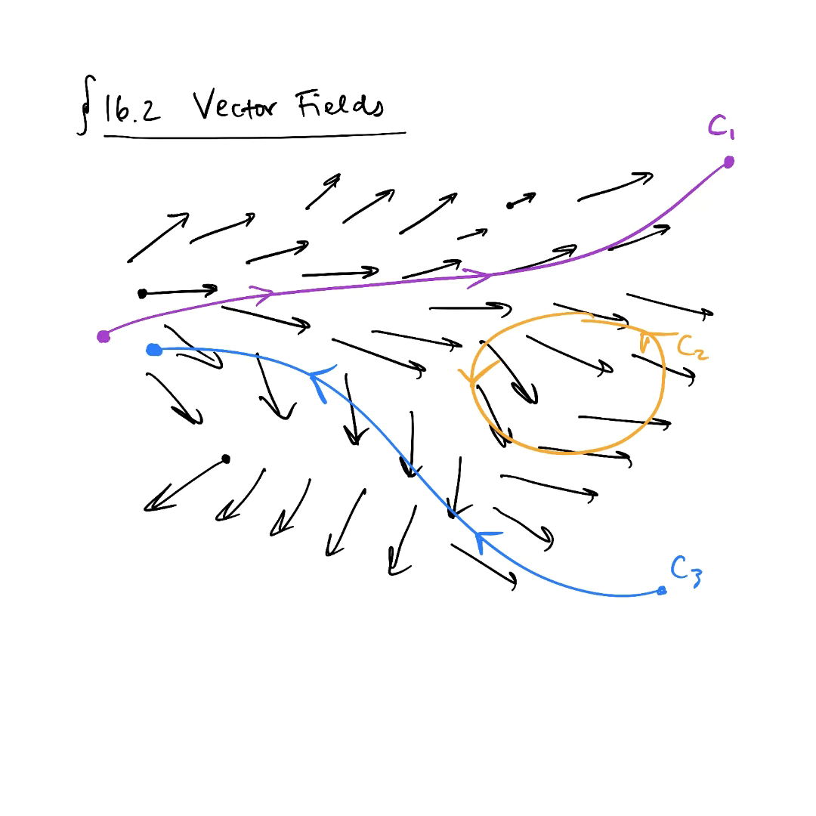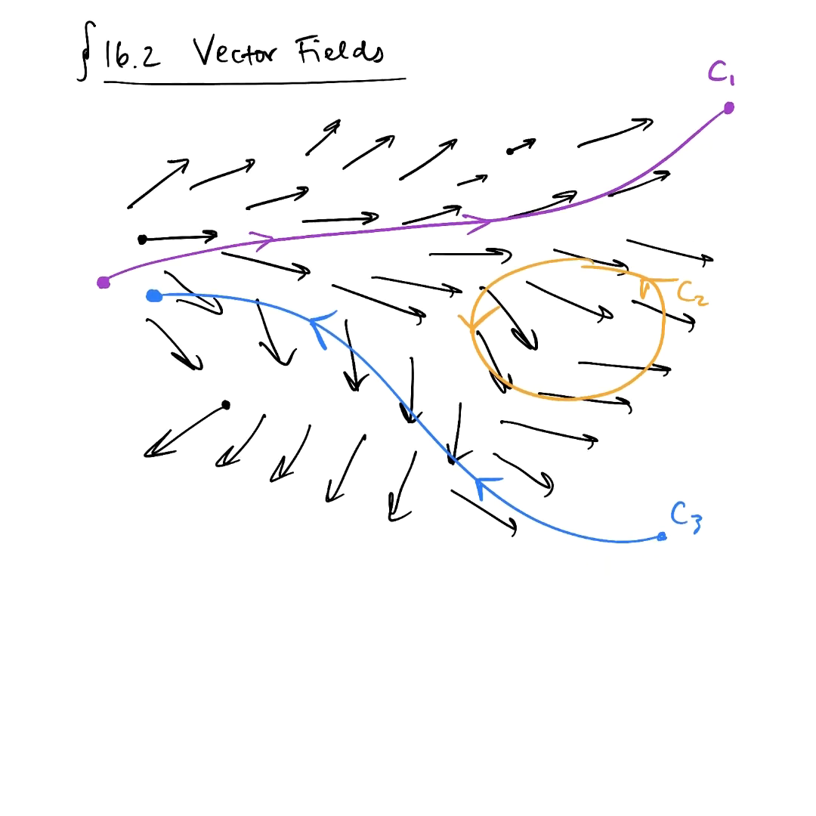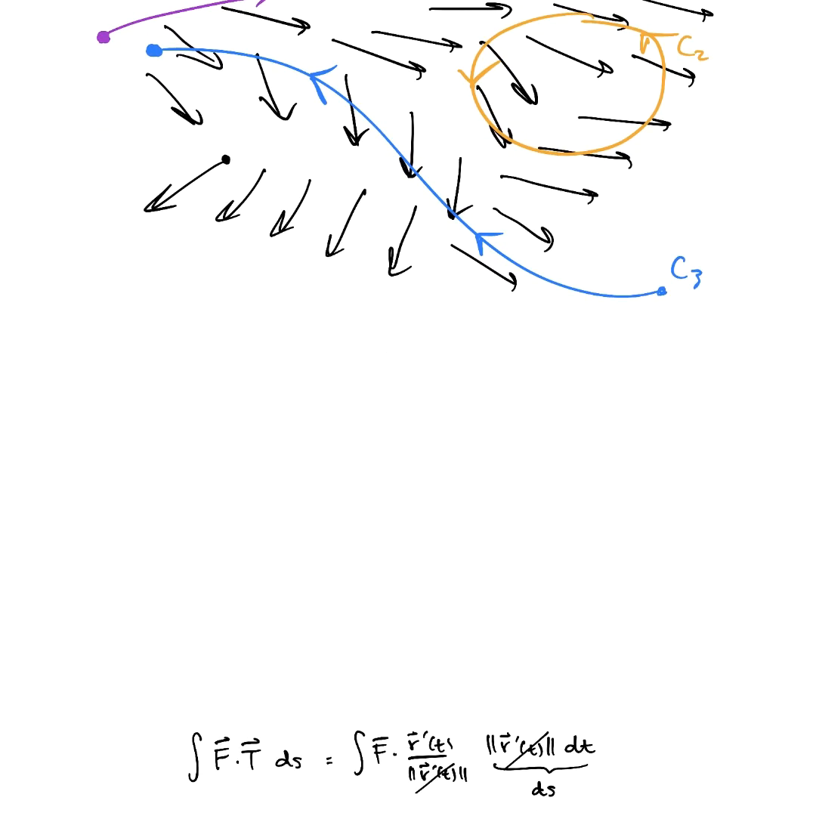Okay, so let's focus for a moment on, say, C1, the purple path. I'm going to draw that a little more cleanly off of the original picture, extract it from the vector field, and see C1 like this. So here's C1 in purple. There's the ending point there. Here's the starting point here, and it's being traced out in this direction.